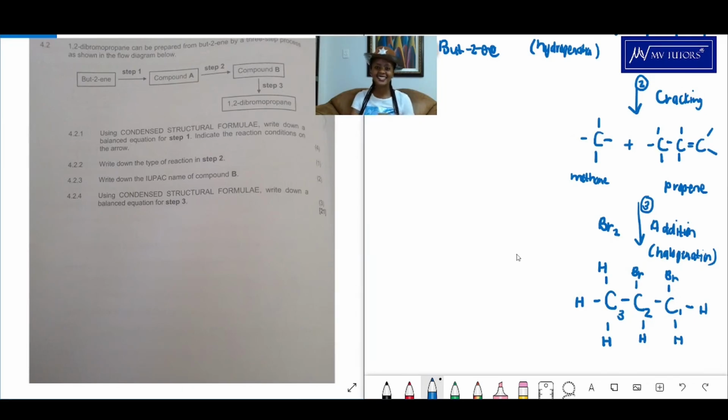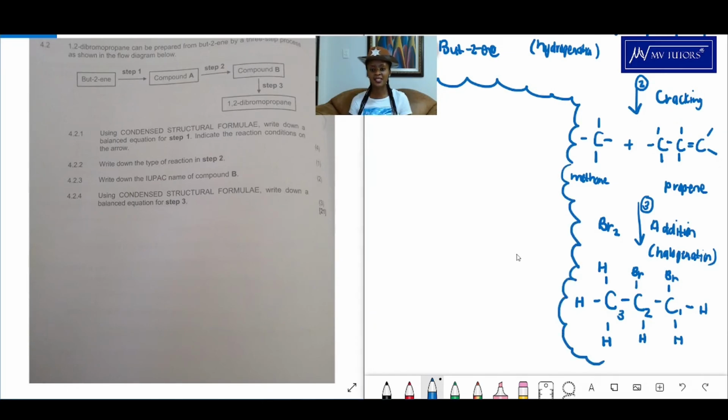So we're done. We have our first reaction, or step 1, step 2, step 3. We know what it is. So now let us answer the questions. I'm going to put all of this in a bubble, and then you can answer the questions, and then we'll be done with question 4. All right, so using condensed structural formulae, write down a balanced equation for step 1. Indicate the reaction conditions on the arrow.